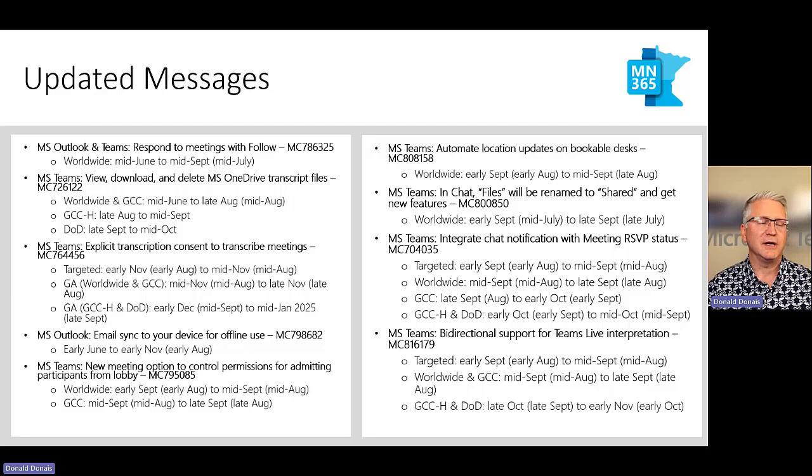Offline syncing for your email, and this is the new version of the Outlook client, is going to take longer to get out. It was supposed to be August, and now it's going to finish up here in November. And then being able to control the permission for who can admit people from the lobby into a meeting. By default, presenters can. This is going to make a change so that organizers and co-organizers are the ones who can admit from the lobby, and that got pushed.